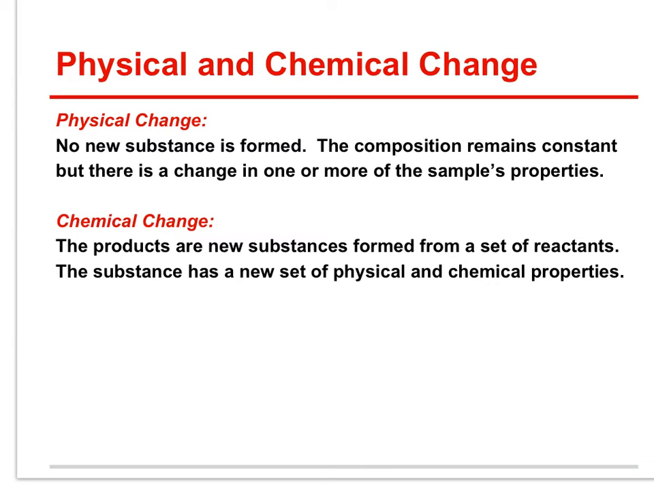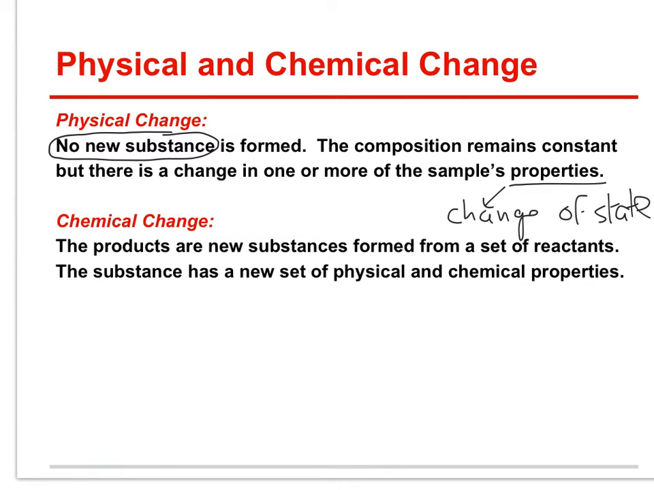Let's now look at the difference between a physical and a chemical change. A physical change is one in which no new substance is formed. The composition remains constant, but there is a change in one or more of the sample's properties. A really good example here would be a change of state, which we just went over.